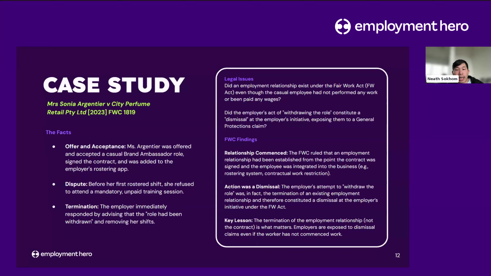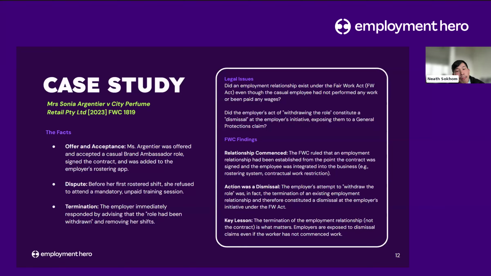This finding has two implications for employers, and these are the lessons that we can take away from this case, right? So the first lesson is you need to be careful about revoking offers. Thinking that you have revoked an offer when you've actually terminated an employee puts you on the back foot, and you might be exposed to various termination-related claims, as was the case here with Ms. Argentier. She made a dismissal-related general protections claim, and on a jurisdictional argument, she actually was able to succeed in the argument that she was dismissed.